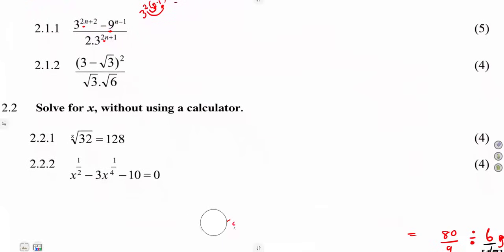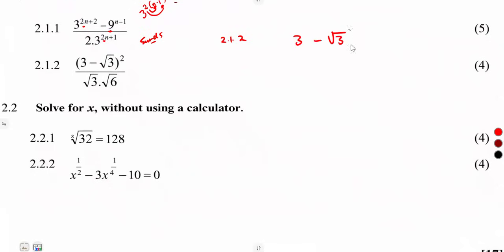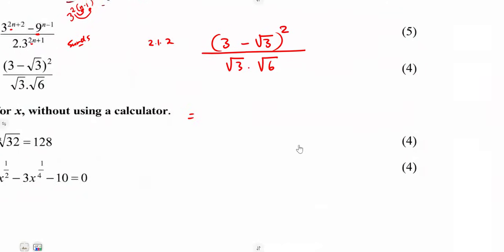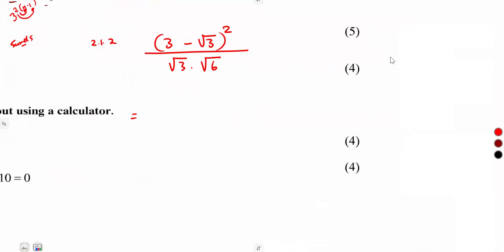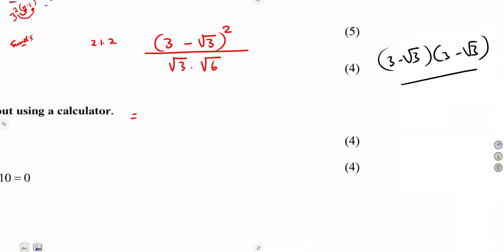2.12, that is under our surds. All right, so there is 3 minus the square root of 3 squared, everything over the square root of 3 times the square root of 6. All right, so under our surds, we can easily expand these. There are two brackets, 3 minus the square root of 3 into 3 minus the square root of 3. It's fine, you can do that.